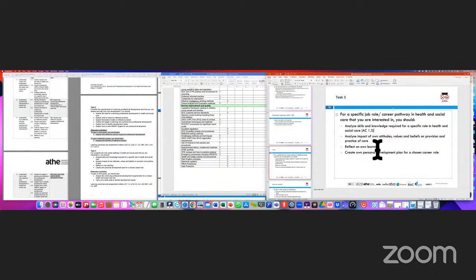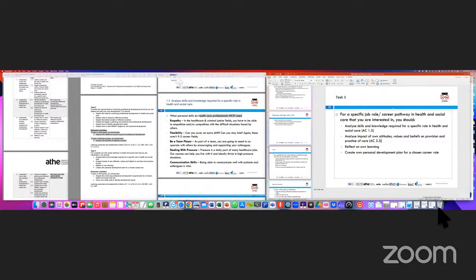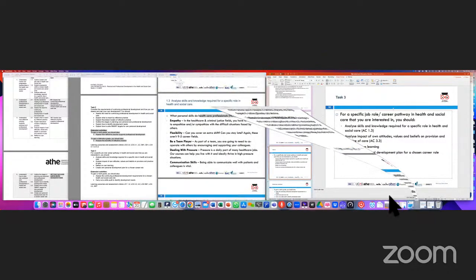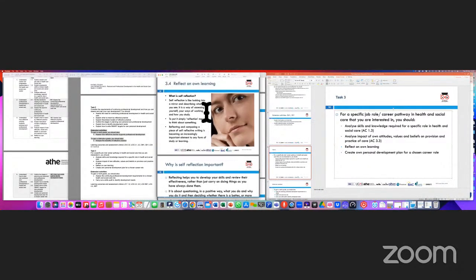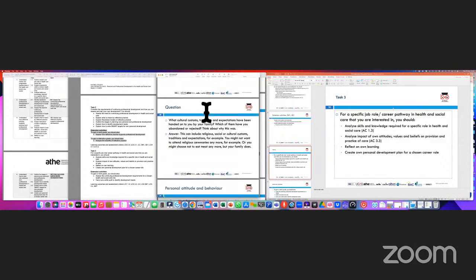Now, the next one talks about analysis of your role and impact of your own values and beliefs. And this one is task 3.3, in learning outcome 3, presentation 3.3. And here is where I've talked in detail, over a number of slides, about your own values and beliefs.